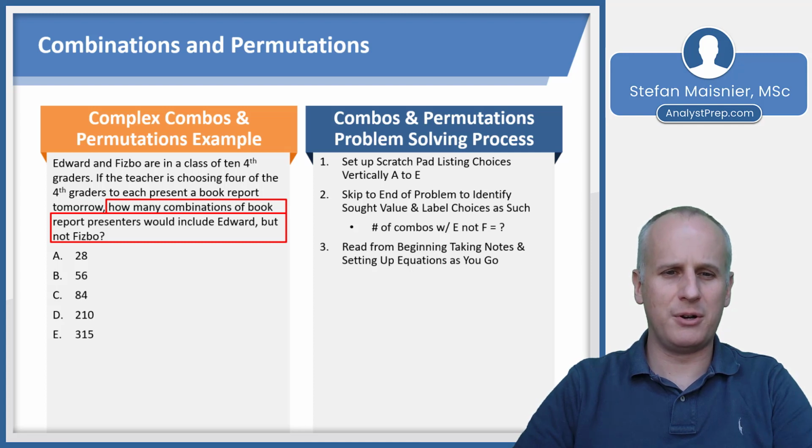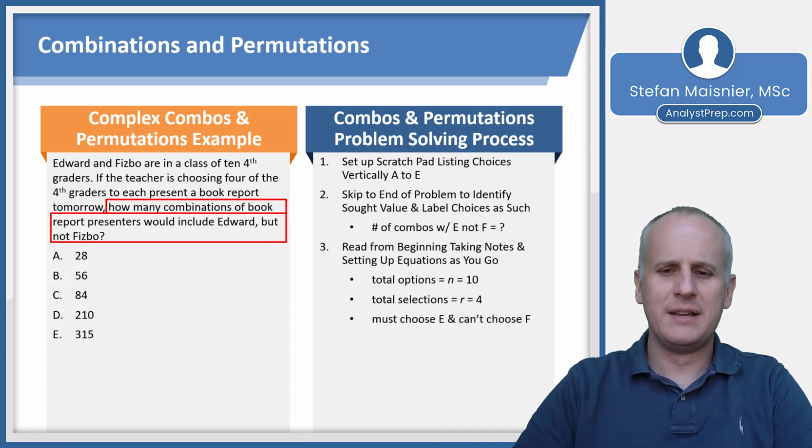Then we're going to read from the beginning, taking notes and setting up equations as we go. So Edward and Fizbo are in a class of 10 fourth graders. If the teacher is choosing 4 of the fourth graders to present a book report tomorrow, so we've got 10 options, we're going to select 4 of the children. So N is 10, R is 4 from our prior formulas that we saw. And we know that from the question, we're looking for the number of combinations of book report presenters that include E but do not include F. So must choose E, cannot choose F.